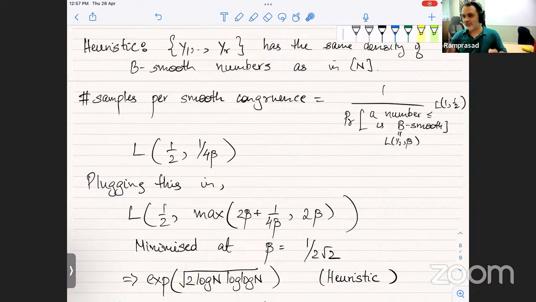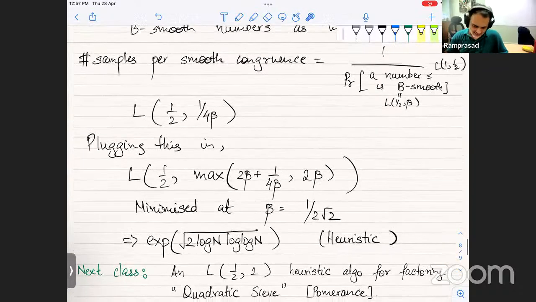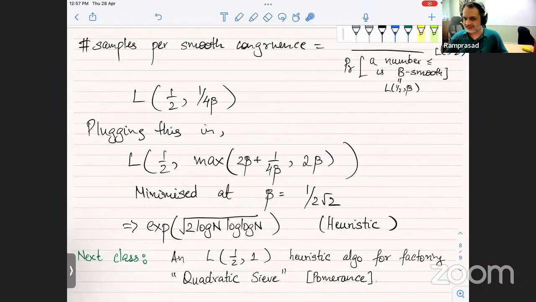Okay, and root 2 is still a number bigger than 1. We are not satisfied with this. We want to push it a little further down. What we are going to do in the next class is to look at what is called the quadratic sieve algorithm due to Pomerance, which is an L of half comma 1 algorithm where this 2 will be 1.